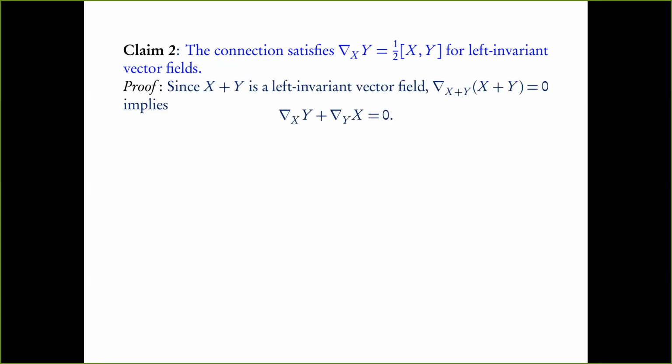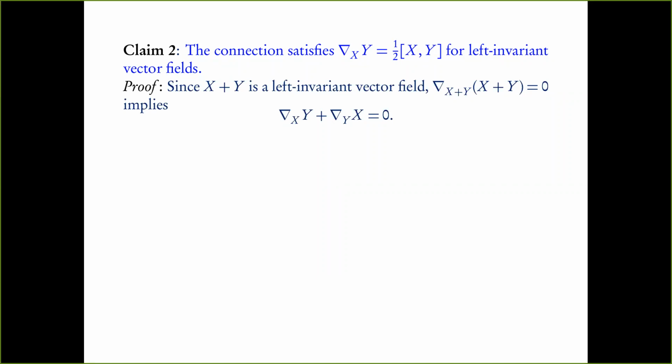So how are we going to prove this? Well, if x is left invariant and y is left invariant, x plus y is also left invariant, correct? So by the first claim, nabla x plus y acting on x plus y is 0. But I can expand this using linearity in both the variables. What do I get? I get nabla xx, that is 0. Nabla yy, that is 0. And there are the two mixed terms, which is nabla xy plus nabla yx. And that should add up to 0, correct?